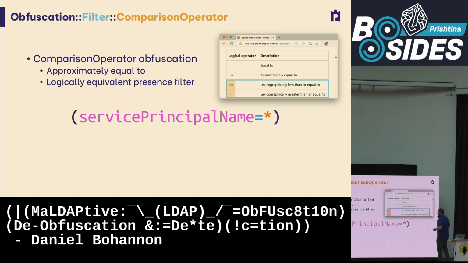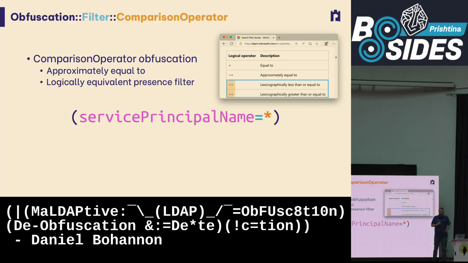So let's say that we have something like this. We're looking for the attribute service principal name equals star. This is what we call the presence filter, and it says give me any object in the directory that has this defined, but I don't care what the value is, anything at all. This is also a really interesting filter in and of itself. Why is someone looking for an SPN in an environment?